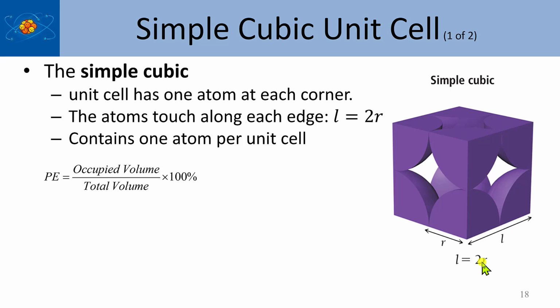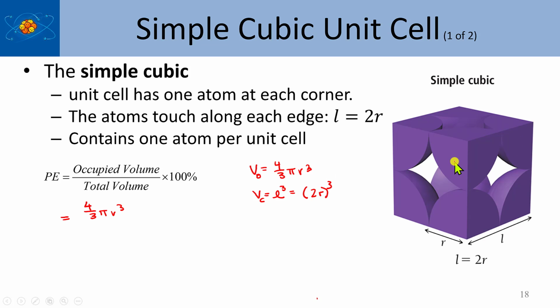So if I want to calculate the packing efficiency for a simple cubic cell, the occupied volume is the volume of a sphere. For a sphere, V is equal to 4/3 pi r cubed. And then the volume of the unit cell in terms of r: volume is length times width times height, or L cubed. So this is the volume occupied, and the volume of the cell is equal to 2r cubed.